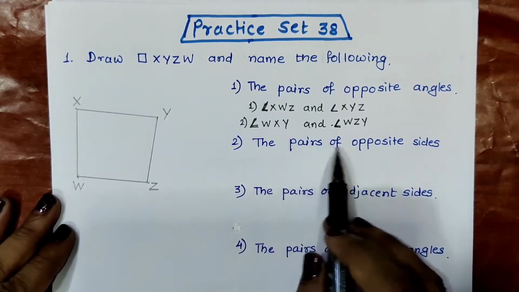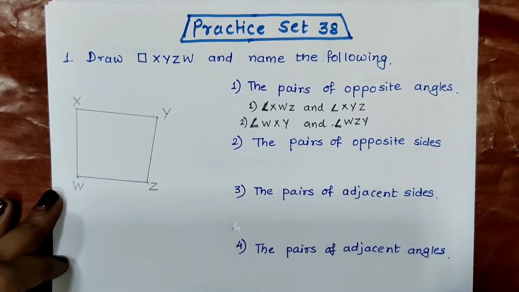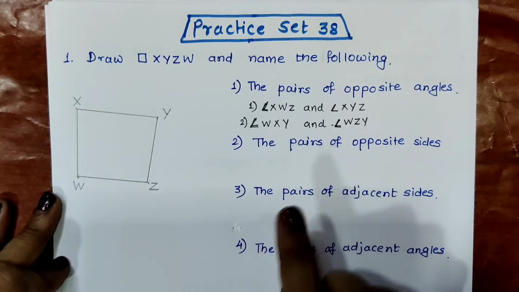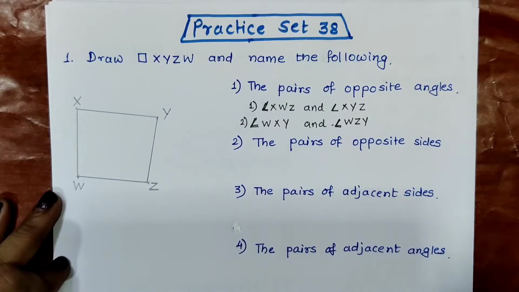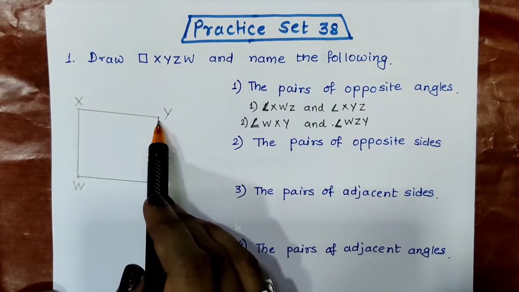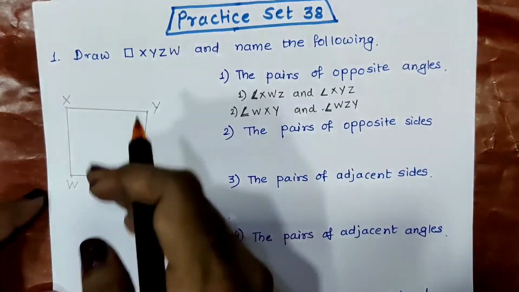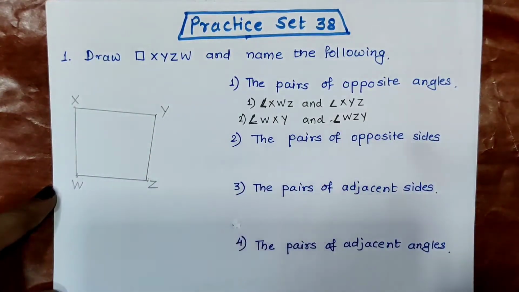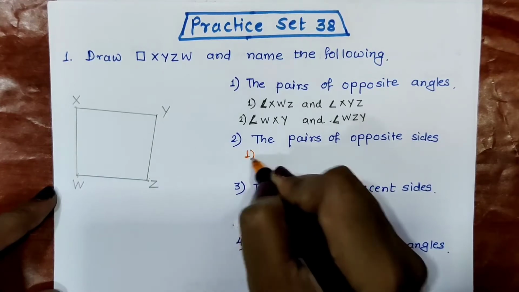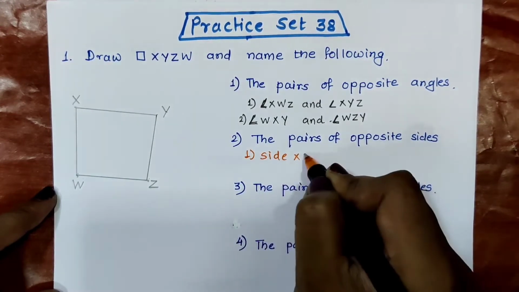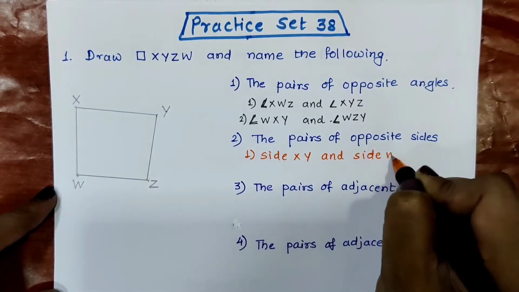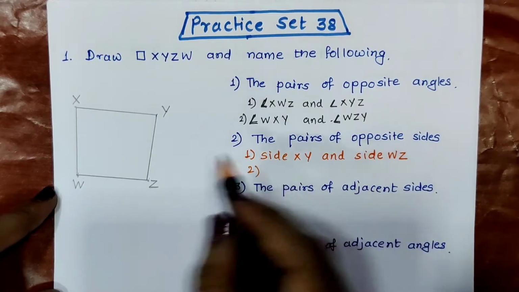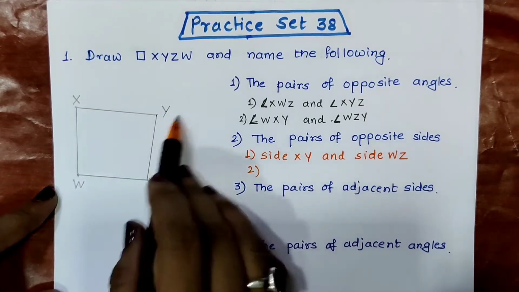Now we will be writing pairs of opposite sides. We all know there are 2 pairs of opposite sides. Sides which do not share a common vertex are the opposite sides. Okay, we have seen all these definitions before. So which are the opposite sides? Side XY and side WZ. These are opposite to each other. They do not share any common vertex. So the first pair is side XY and side WZ.